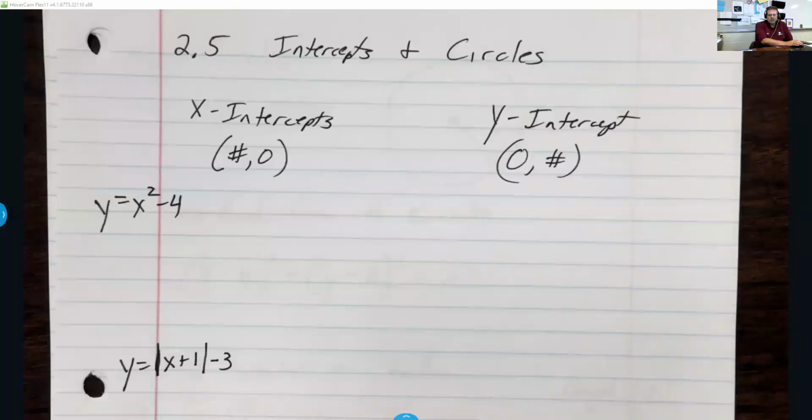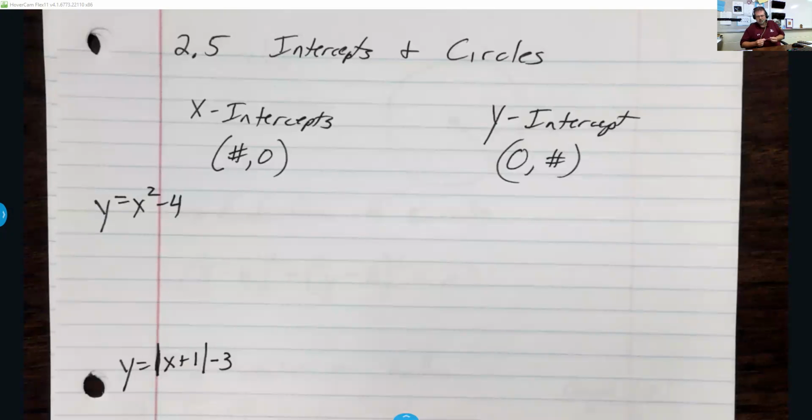Okay, so we are going to be finishing up our unit 2.5. Got a little bit of stuff that we've got to continue here, so let me go ahead and get it to us. All right, so 2.5, we're going to be talking about intercepts and circles, and we're going to talk about a few other types of functions too, just to show you a couple beginning things. All right, so let's talk about intercepts.